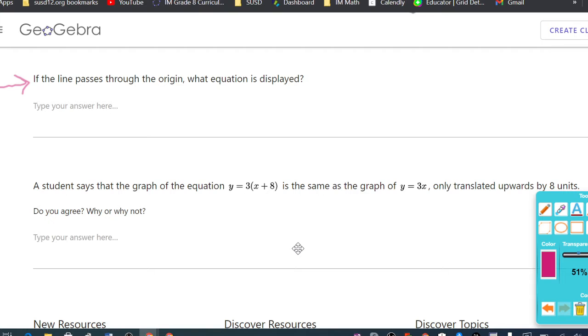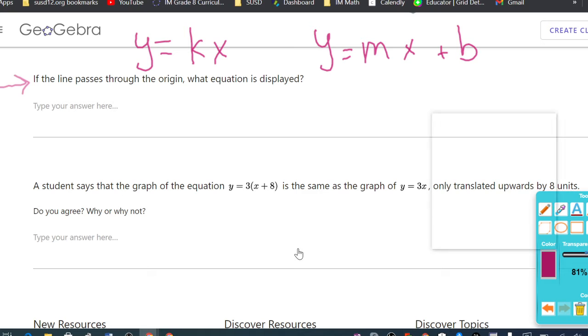Okay, remember, we're kind of comparing two equations these days. First, we learned this equation, y equals kx. And now we're learning y equals mx plus b. Don't be confused by the k and the m. The k and the m are both the same in both of these equations.